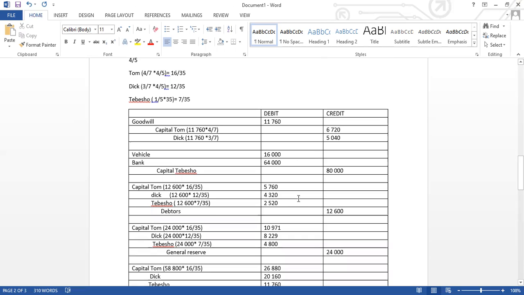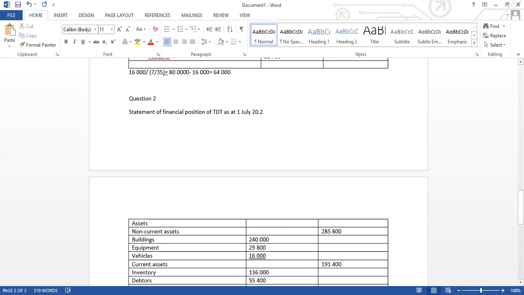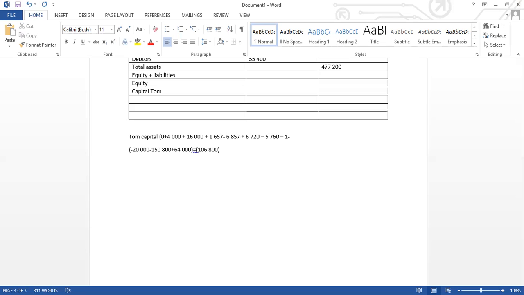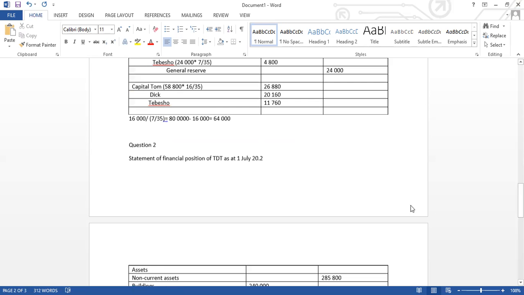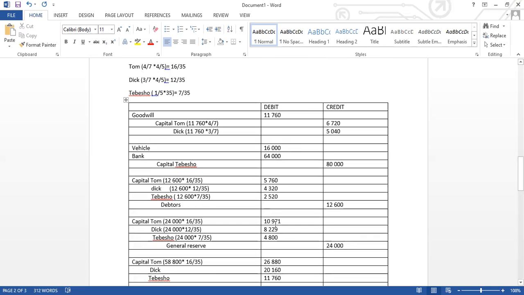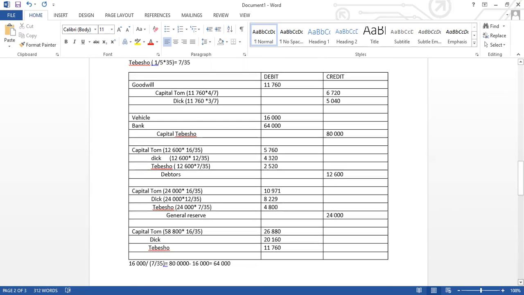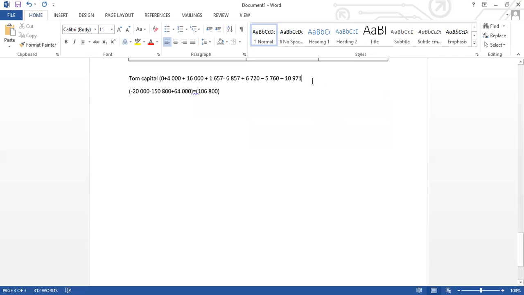And then we go back again. We are here at 5,760. And then he has another debit of 10,971. So again, it's a minus 10,971. And then we go back again to our information. So we are here at 10,971. Tom has another debit of 26,880. So another minus 26,880. So how much will be his total?